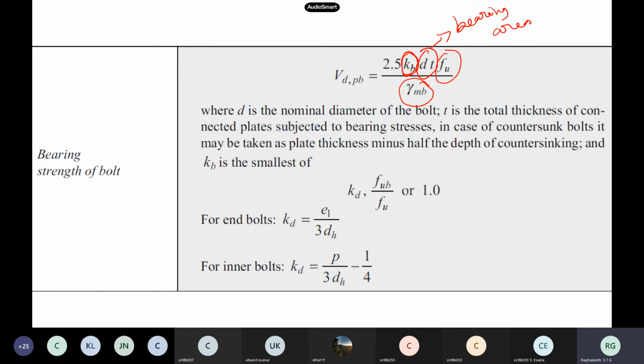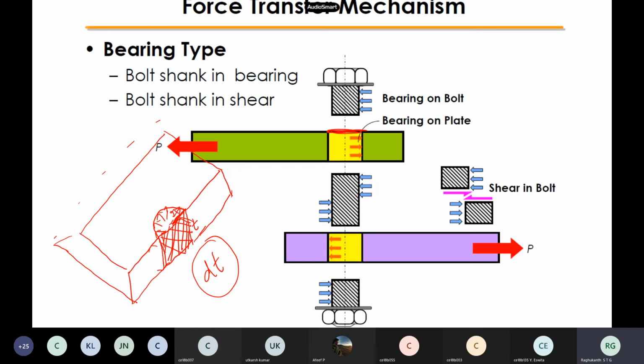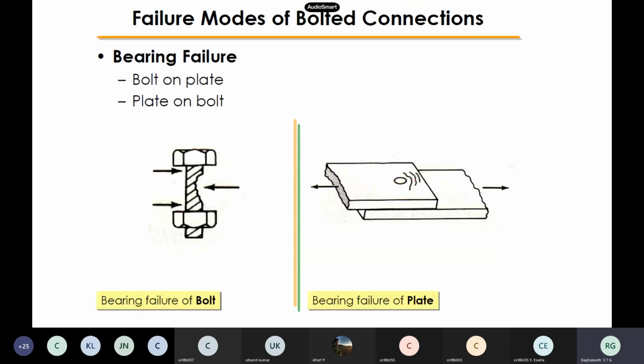This kb depends on where your bolt is located. If the bolt is located very close to the edge, what happens? We have seen the failures, right? For example here, if the bolt is located very, very close to the edge and you are applying the load, I have shown you the figures also. What happens?